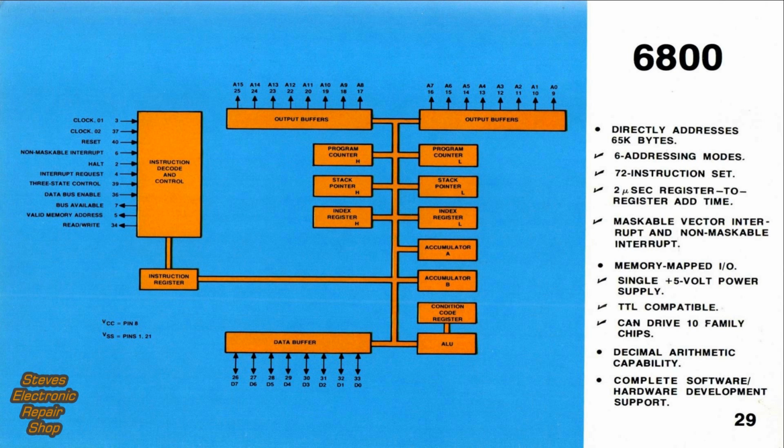You're thoroughly familiar with the architecture of the 6800, so we'll just highlight some of the features. The 6800 has 6 addressing modes, a 72 instruction set, an excellent 2 microsecond register-to-register addition time, a maskable vector interrupt structure, plus a non-maskable interrupt, requires only 1 power supply, and can drive up to 10 family chips without bus extenders.